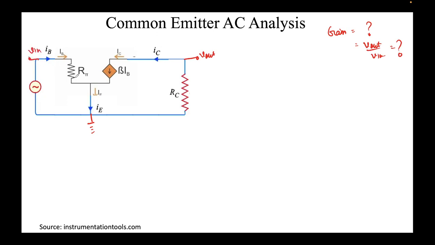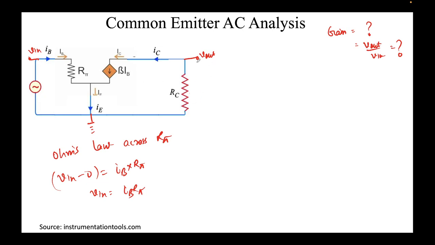If I apply Ohm's law across R pi, what will I get? I'll get V in minus zero. You see, one end is V in, the other is zero. I'll get V in minus zero equal to the current, that is IB, times R pi. So I'll get V in equal to IB times R pi.